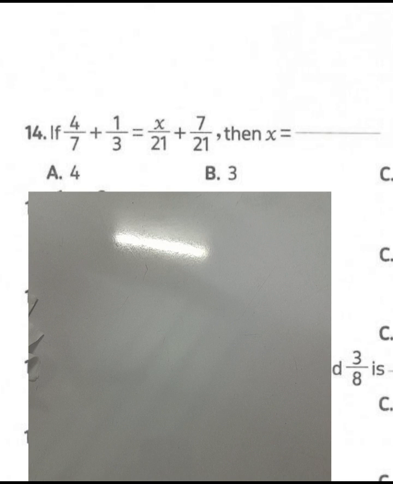7 over 21 is equal to 1 over 3. Okay, because 7 divided by 7 equals 1, and 21 divided by 7 equals 3. Then this 1 over 3 is equivalent to that 1 over 3, so we can cancel them. And then 4 over 7 will be equal to x over 21. Understood? Again, 1 over 3 equals 7 over 21. There is equality, so we can cancel them. And then 4 over 7 will be x over 21.